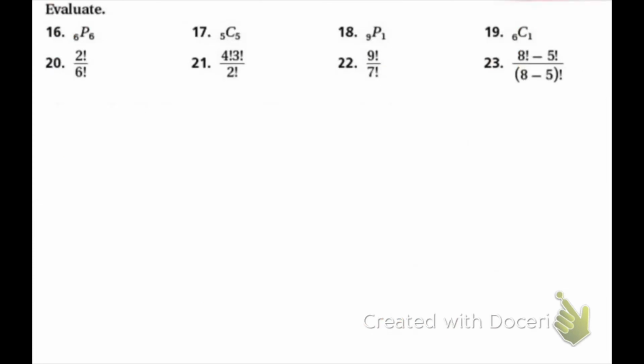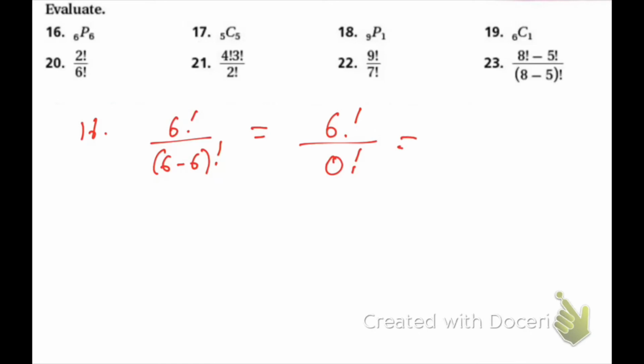Numbers 16 through 23, this is just some more practice evaluating factorials, permutations, and combinations. So I'll quickly go through these. So number 16, 6P6, you're going to have 6 factorial over 6 minus 6 factorial. 6 factorial over, well, 6 minus 6 factorial, 0 factorial. Remember, 0 factorial is always going to be 1. So you're just left with 6 factorial, which gives you 720.